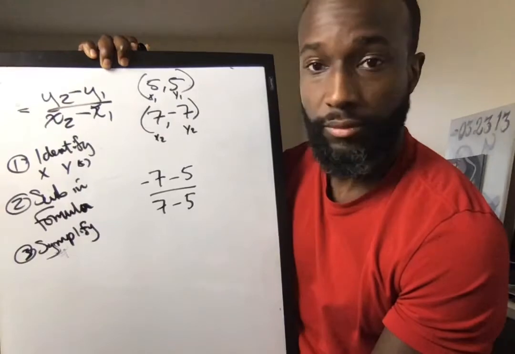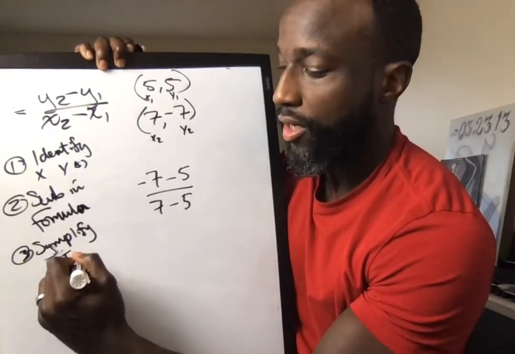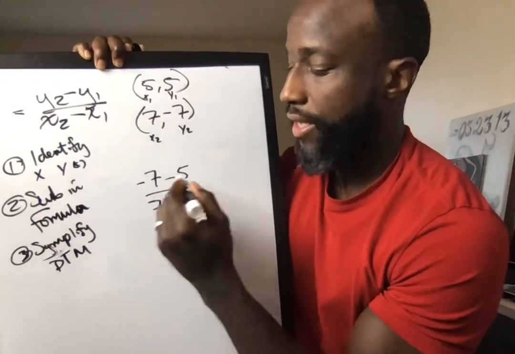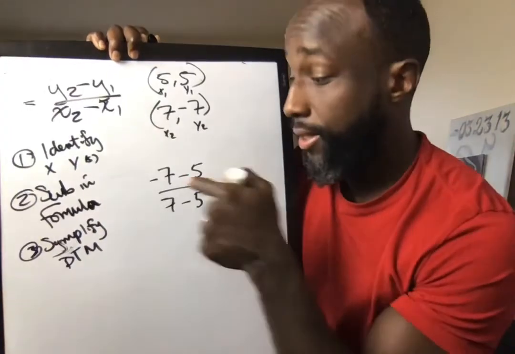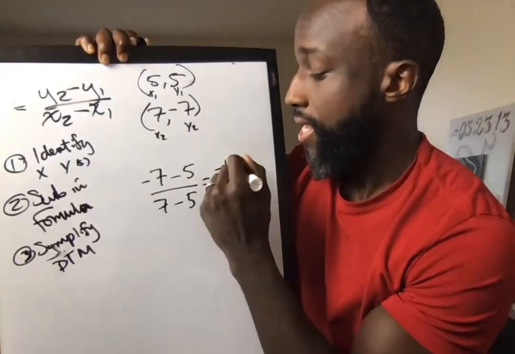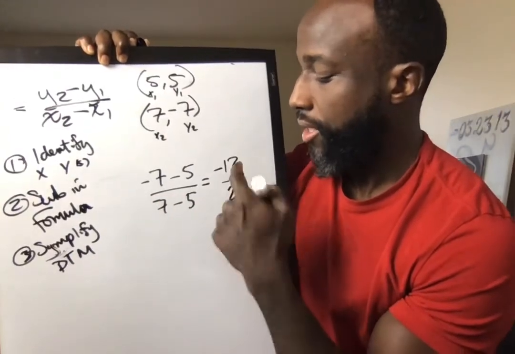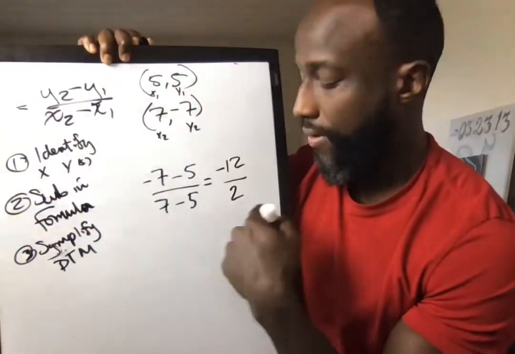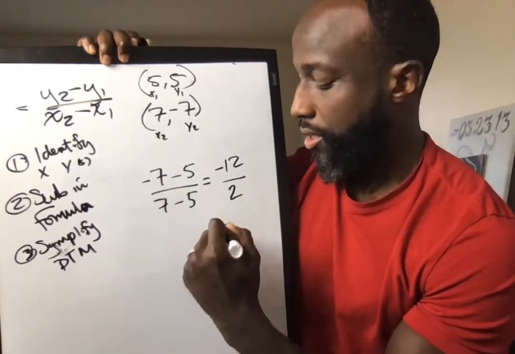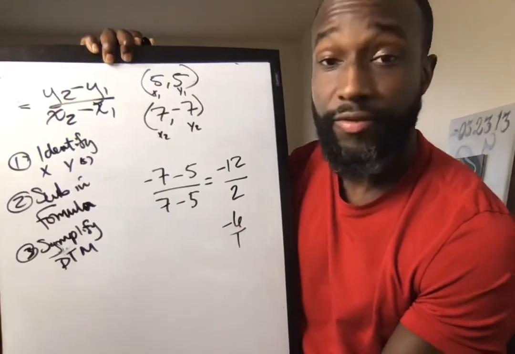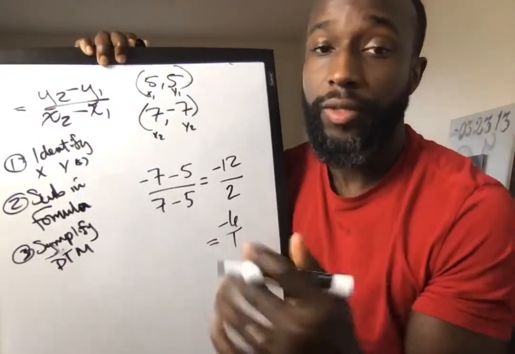Okay? Then simplify. Do the math. Right? Negative 7 minus 5. Same sign, add and keep the sign. Different signs, you're going to subtract. So you get negative 12 over 2. 7 minus 5 is 2. Then you can simplify this. Negative 12 over 2 can be simplified to be negative 6. Oh, look at that. We found another negative slope. So the slope is negative 6. Negative 6 over 1 or negative 6.